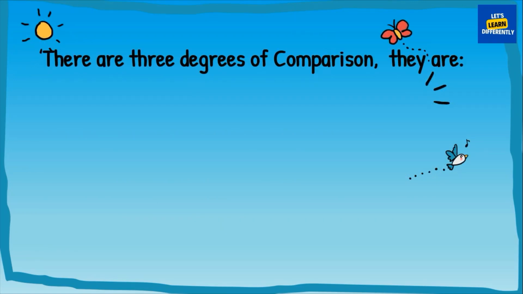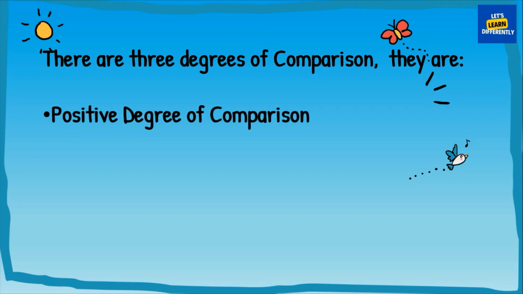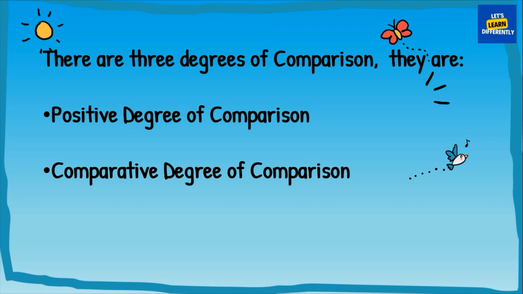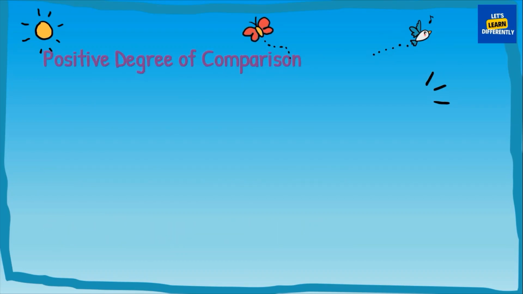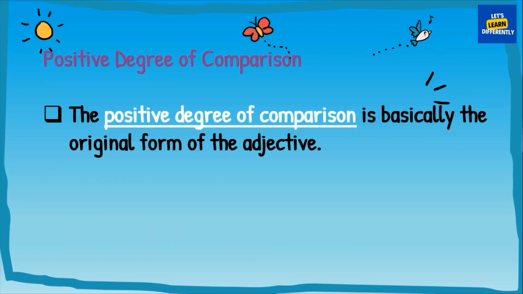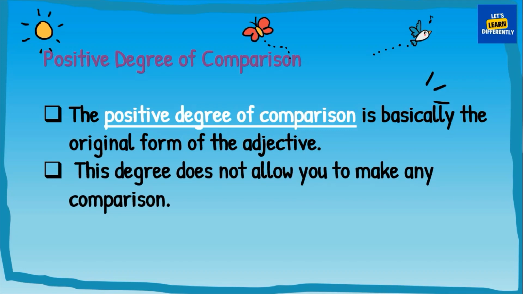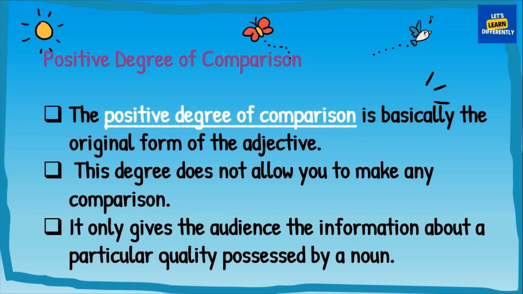There are three degrees of comparison. They are positive degree of comparison, comparative degree of comparison, superlative degree of comparison. Positive degree of comparison. The positive degree of comparison is basically the original form of the adjective. This degree does not allow you to make any comparison. It only gives the audience the information about a particular quality possessed by a noun.